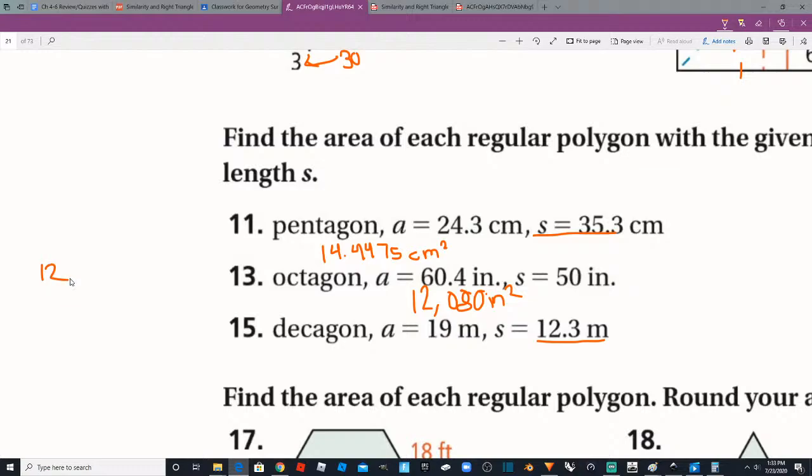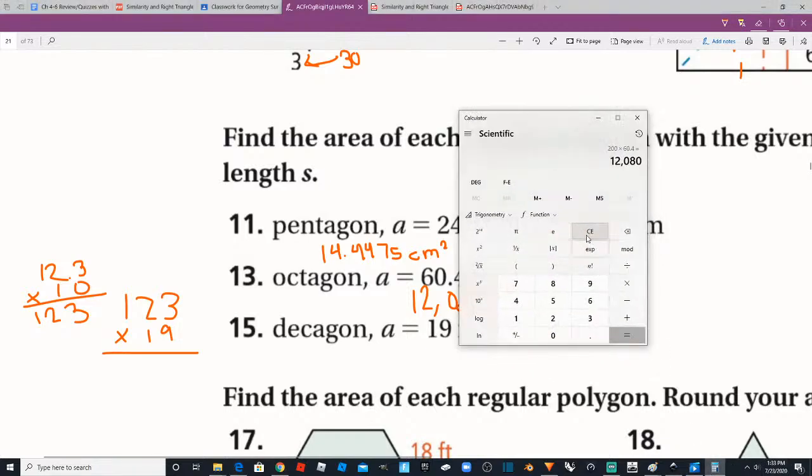So since we want to find the perimeter, we'll take 12.3, multiply it by 10. We should get 123. And our apothem is 19, so 123 times 19 would be, hold on, we can just use a calculator in this part because we can on tests and stuff. I'm not saying for everyone, but you could.